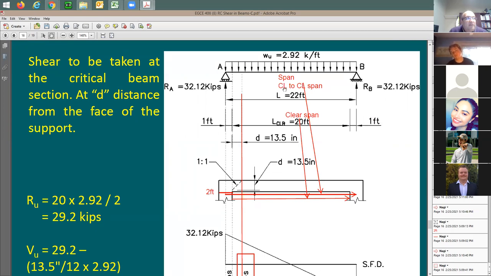By default, the center to center span is just the span. If someone says the span is 30 feet, I would understand that the span means center of column to center of column, not the clear span. Are we good about this issue?